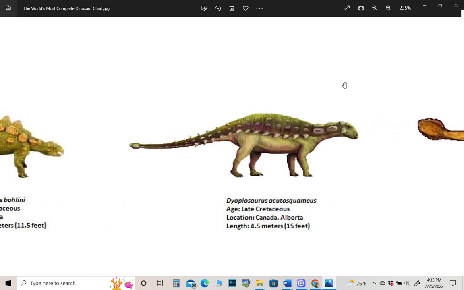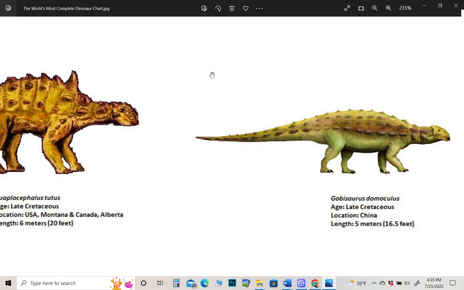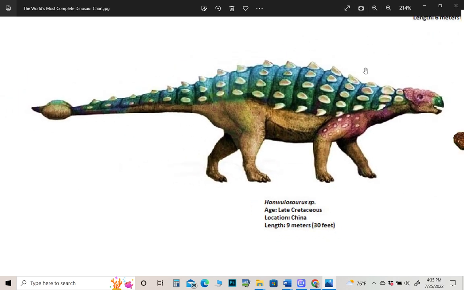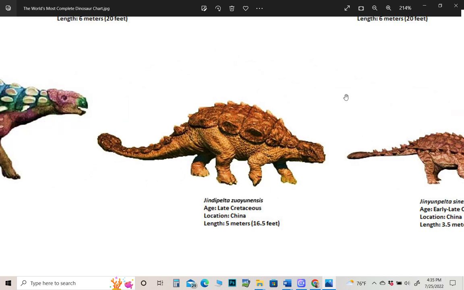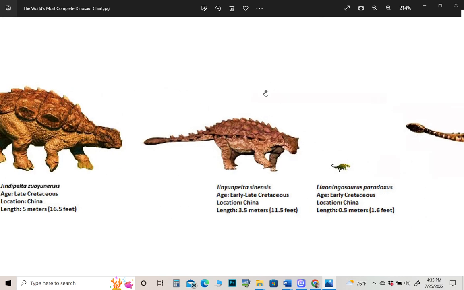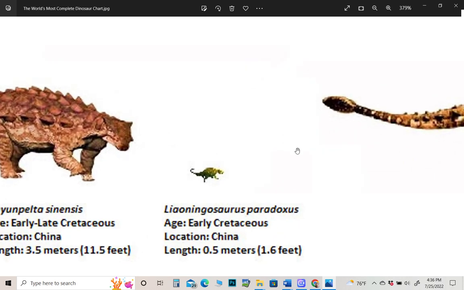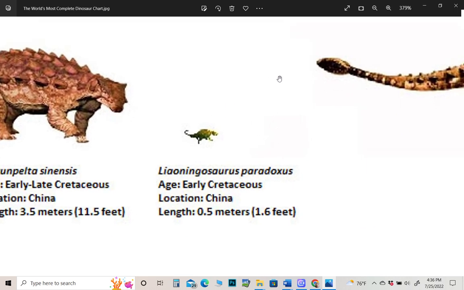Crichtonsaurus, Dyoplosaurus, Euoplocephalus, Gobisaurus, Gargoyleosaurus, Jinyunpelta, Liaoningosaurus. Now, Liaoningosaurus is a very unique animal. That's why they call it paradoxus. It has a number of unique features to its name. It's the second aquatic dinosaur in addition to Spinosaurus.